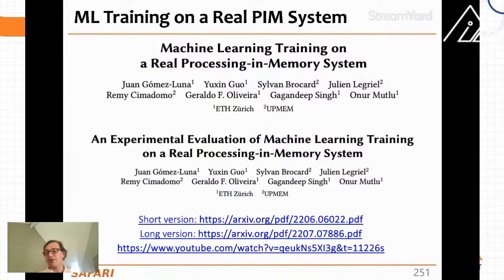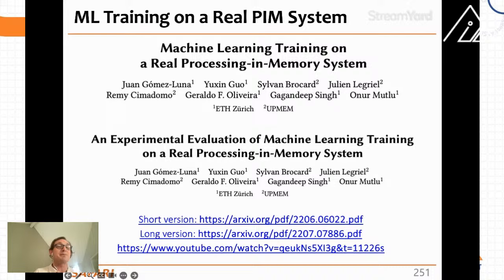So a little bit more on this real system. You can do machine learning training. This is not optimized for deep neural networks because multiplication is not optimized. You can do 8-bit integer multiply, and if you want to do anything greater than that, unfortunately, you need to go through software, and it's not very easy.